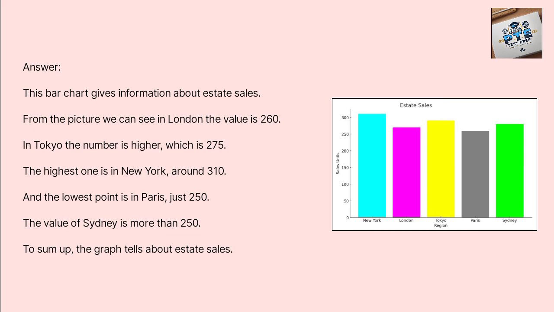And the lowest point is in Paris, just 250. The value of Sydney is more than 250. To sum up, the graph tells about estate sales.